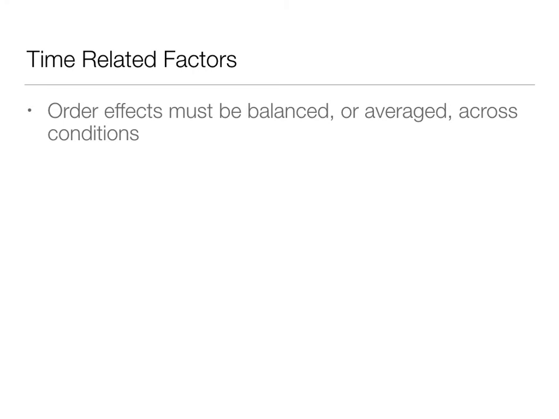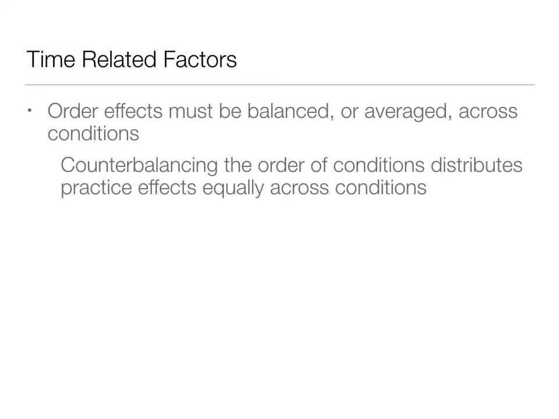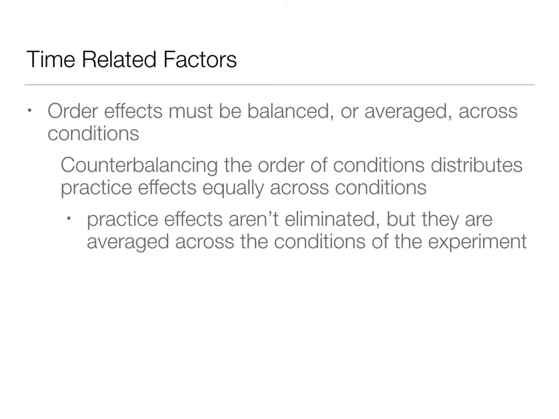Remember, if we can't hold something constant, if we can't keep it from changing, then we need to balance it and spread it evenly across the conditions so that we're distributing these practice effects across all of the conditions. So if there is an issue with practice effects, treatment 1 gets it and treatment 2 gets it. This doesn't eliminate those practice effects, but it averages them across the conditions of the experiment so that they're no longer contributing to major differences between the groups. We're no longer allowing that systematic variance by counterbalancing them this way.